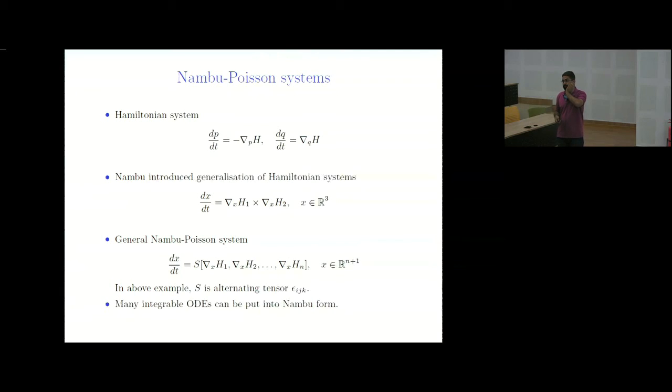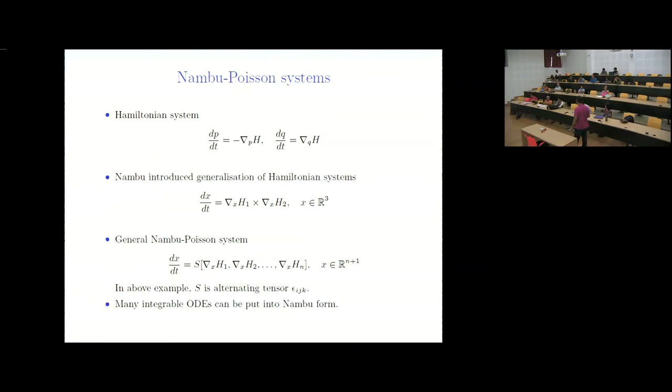Yeah? One problem. Basically, in even dimension, you learn that the Nambu-Poisson bracket boils down to Poisson. Yeah, that's the odd is fine. For the odd, it's fine. That's right.